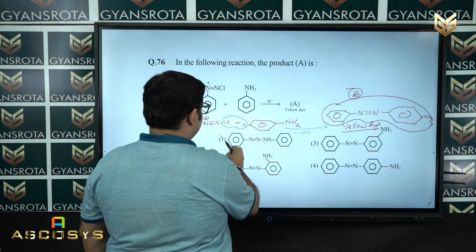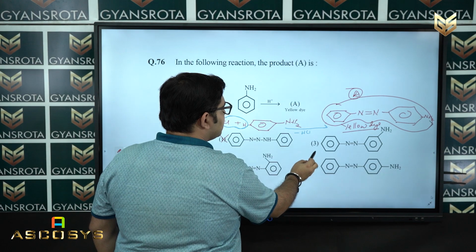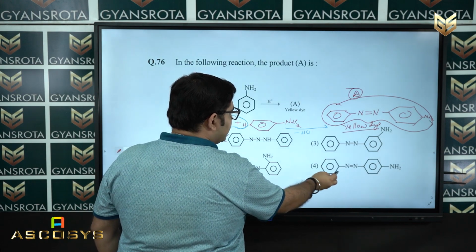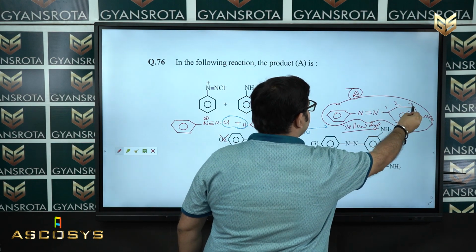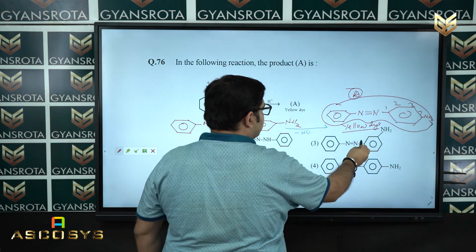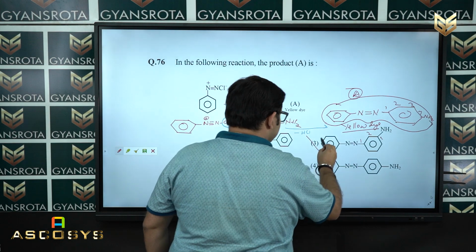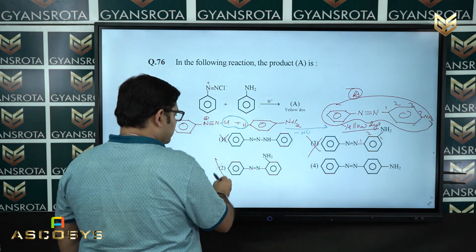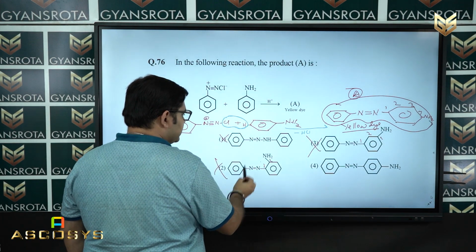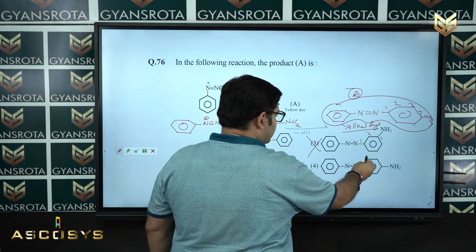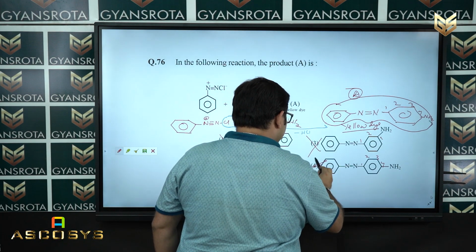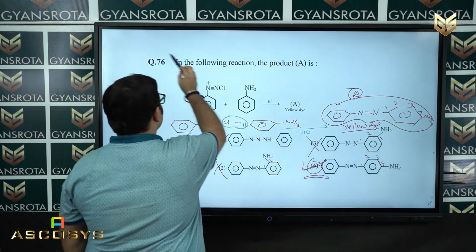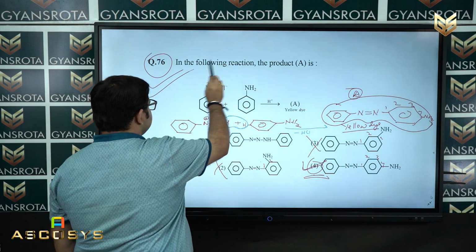This one, no. This one might be, this one is okay. This is not possible because here 1, 2, 3 and 4. If you see here 1, 2 and 3, no, this is not possible. This is also not possible. If I am putting 1 here, 2 here, no, this is also not. But in this case, see 1, 2, 3 and 4, 1, 2, 3 and 4. So option number 4 is the correct answer of your question number 76.